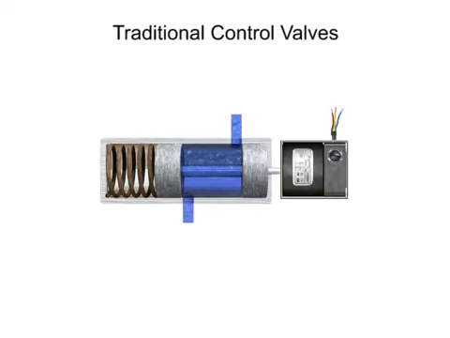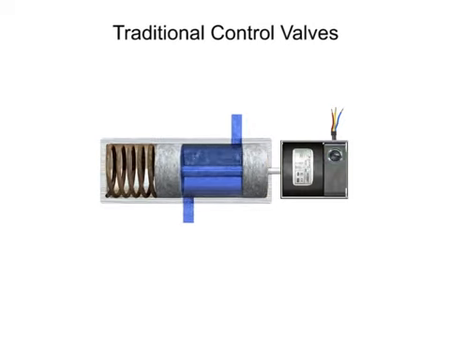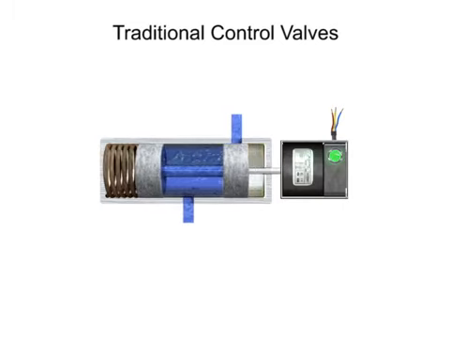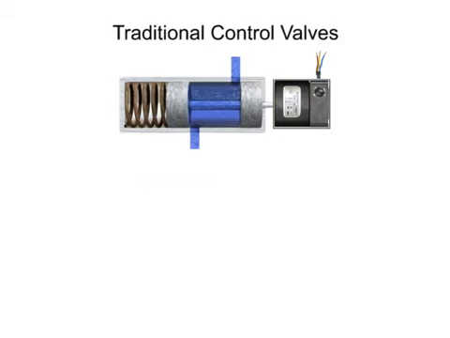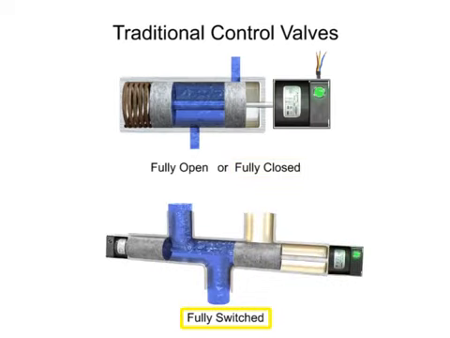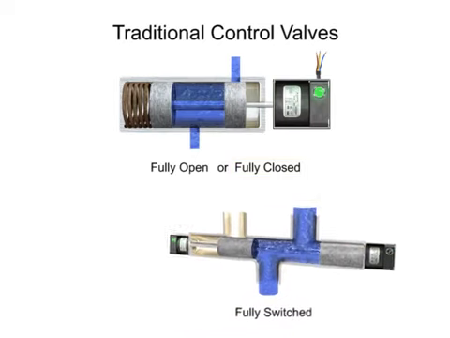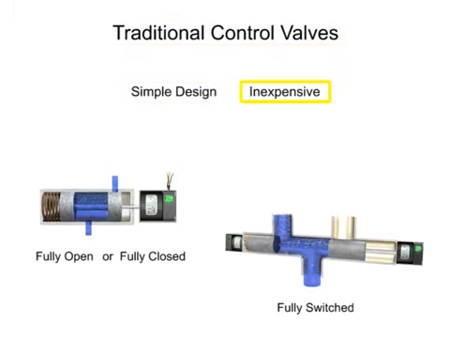Control valves are valves used to control conditions such as flow, pressure, temperature, and liquid level by fully or partially opening or closing. Traditional control valves are the most basic type. The flow control of a traditional control valve is typically limited to fully open, fully closed, or fully switched to a new flow path. Traditional control valves are of simple design and capability.